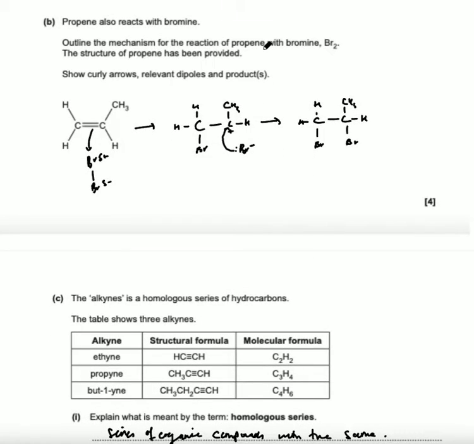Propene also reacts with bromine. Outline the mechanism for the reaction of propene with bromine. The structure of propene has been provided. Show curly arrows, relevant dipoles and products. Okay, so just electrophilic addition.